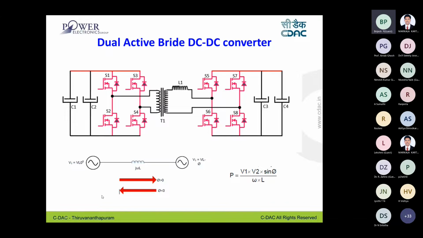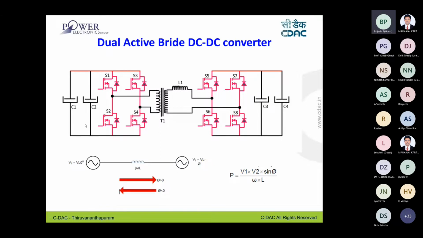Here it is, a bidirectional converter. The same topology you can use for battery charging in a microgrid. Also, you can use it as a battery charger in electric vehicles. Even in electric vehicles, the same topology can be very much utilized.